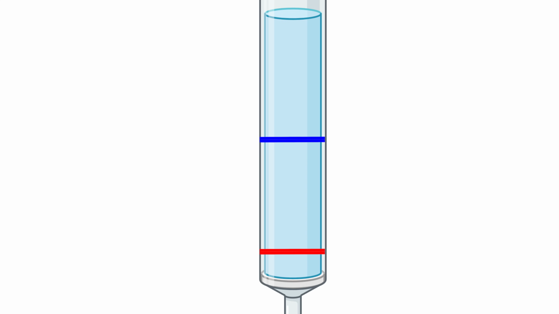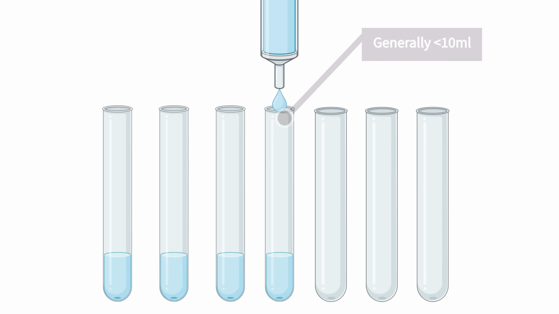Sometimes you'll get lucky and you can see colors in a column, but other times you can't see colors at all. So what we have to do is take a bunch of fractions and then test them on TLC plates to see where our compound is. Generally, you would take less than 10 milliliters of your mobile phase, which is also called the eluent.